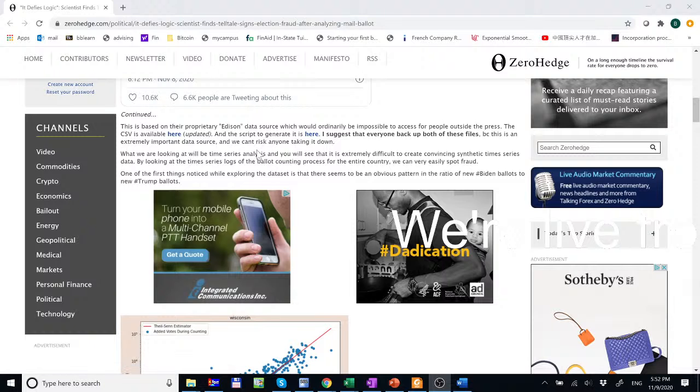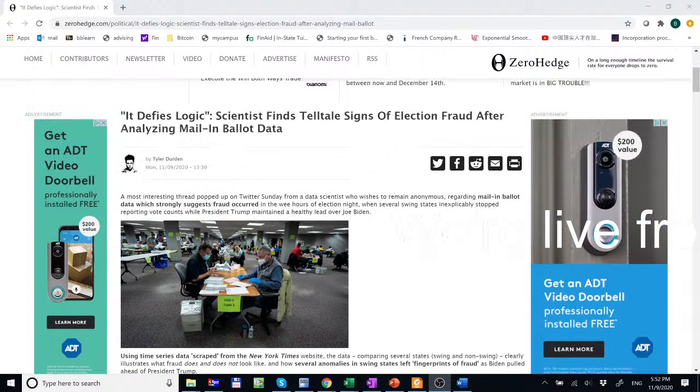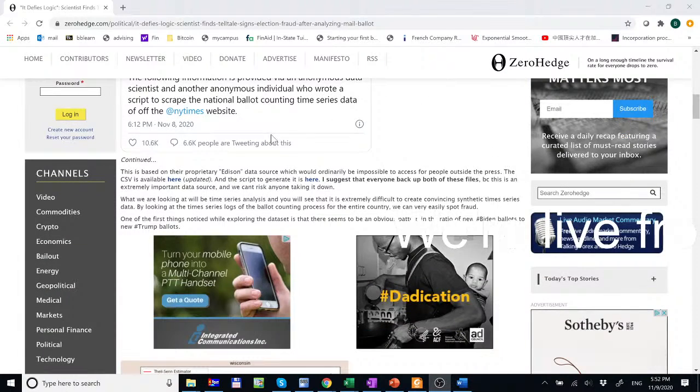Recently, an article on Zero Hedge analyzed the mail-in ballot data, and they provided the raw data, which is scraped from the New York Times website. So they constructed a time series data. I downloaded this data and tried to analyze it using Benford's law. And here we go.